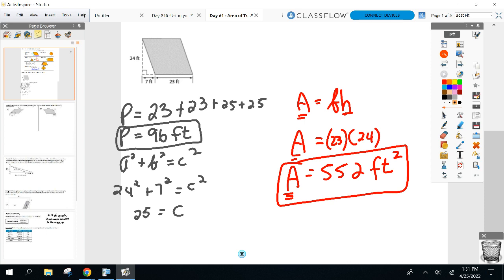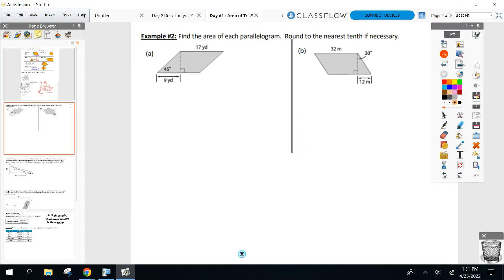Not too bad, right? You ready to get tougher? An old friend of ours. Are you starting to see it already here? Look at part A. Look at that degree measure I put in there for you. 45? Okay. Just find the area. No need for perimeter on this one. BH, right? You see the height, but you don't know it yet. The height is missing.